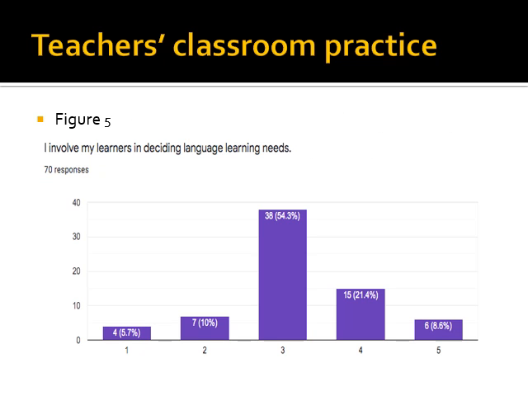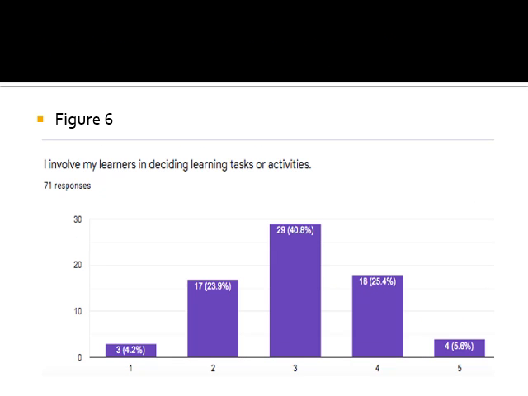For the next statement, involving learners in deciding language learning needs, 54.3% sometimes involve their learners, 21.4% often included their learners in deciding language learning needs, where only 8.6% always involved their learners in deciding their language needs. The next one is involving learners in deciding learning tasks or activities. Again, 40.8% would choose sometimes. Nearly the same would choose often, 25.4%.